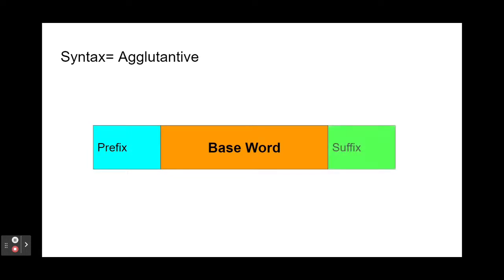So Wampanoag languages work as follows: base word plus prefix and then followed by the suffix. And the prefix is the pronoun aspect and the suffix is indicating pluralization or cases, etc.